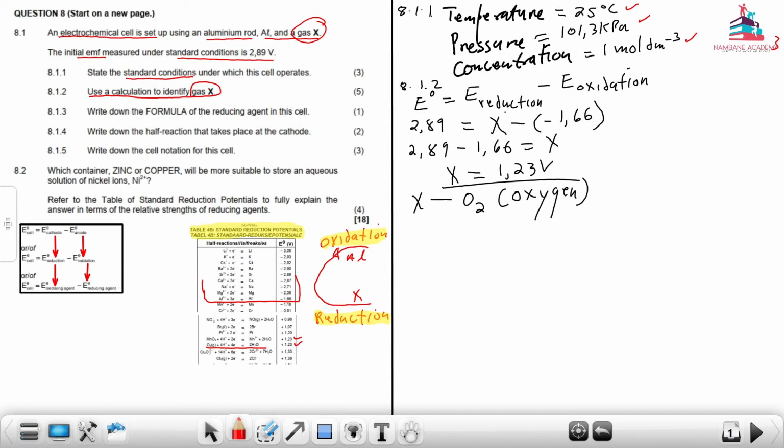So this will be your nice easy 5 marks. That will be one for writing the correct formula, one for the substitution there, one for the substitution of 1,66, one for the final answer, and one for concluding that it is oxygen, and this becomes our 5 marks. Let's further move on.